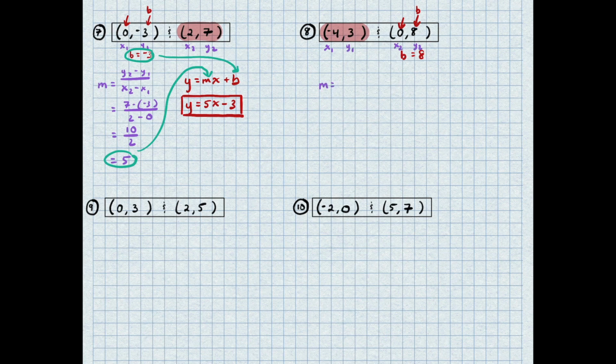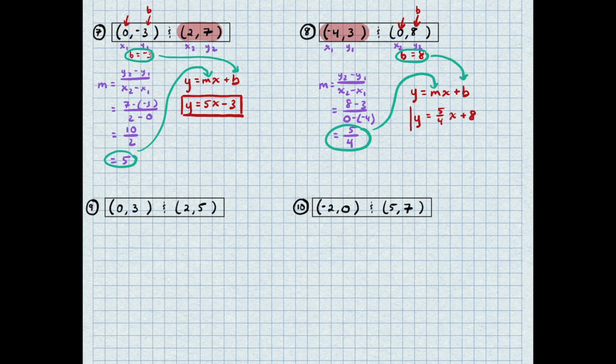Our equation for slope is y2 minus y1, or vertical change, over x2 minus x1, horizontal change. Substituting in, we're going to get 8 minus 3 over 0 minus -4. 8 minus 3 is going to be 5, and 0 minus -4 is just going to be +4. So now we have our y-intercept, and we also have our slope. Let's substitute our y-intercept here, and our slope of 5/4 right here. Our final equation here is going to be y is equal to 5/4 x plus 8.